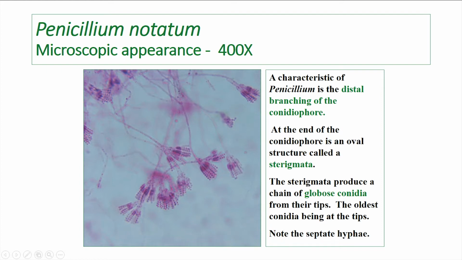And I had a student once tell me it looks kind of like its name, Penicillium, where it's got the long fingers with the little dots for the eyes on the end. And that's how they remembered that one to memorize it. So you can see the globose conidia in the chains, the sterigmata, and the conidiophore with the septate hyphae with little tick marks on it. So that's pretty easy to identify.